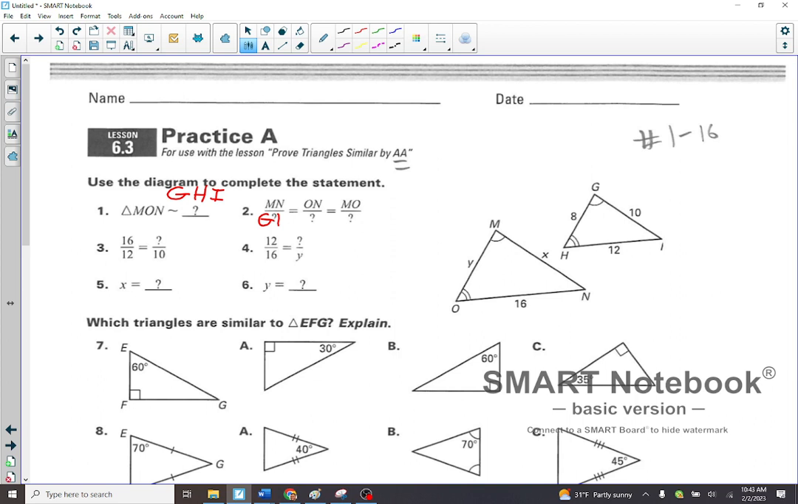Would 10 be x? The thing above 10 is x? Yes, because 16 to 12 would be blank to 10. So 10 would be here, x would be here. So that would be an x. And if you wanted to solve it, you would do the cross multiplication. N is HI. 16 times 10 is 160 divided by 12. 12x divided by 12 on both sides.